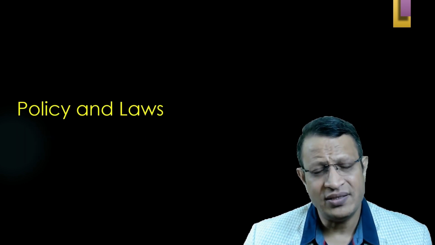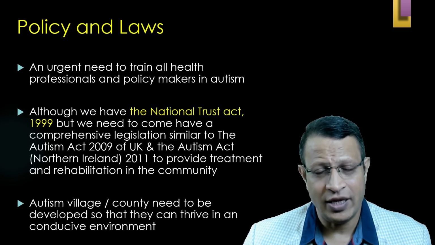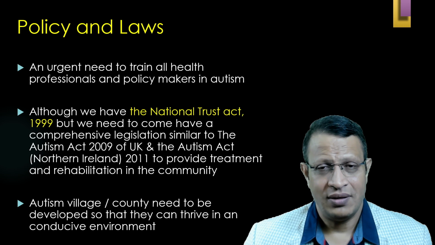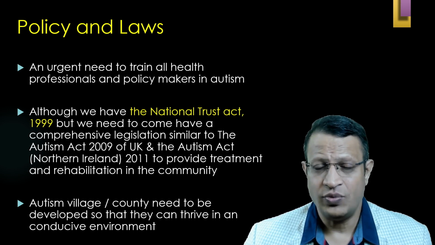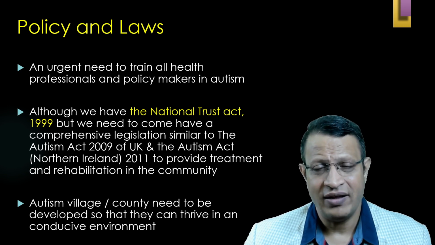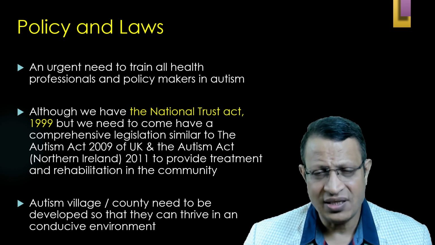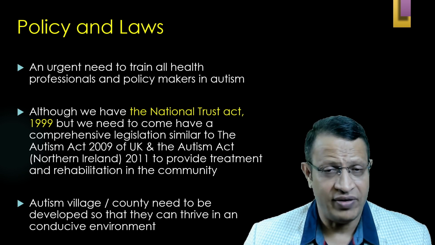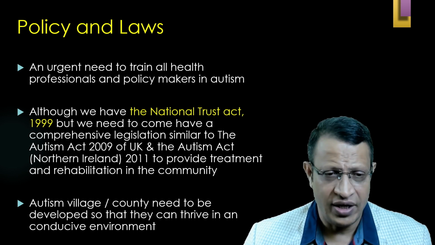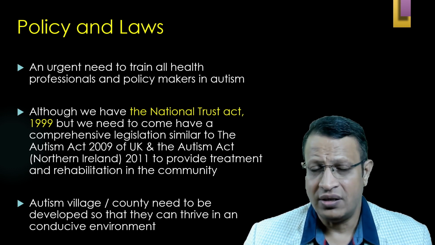Now let's understand the policies and laws with regard to autism. Here, there is an urgent need to train all healthcare professionals, policymakers, politicians with regard to autism, because if 1% of the population has autism, that means we are at epidemic proportion. Although we have the National Trust Act of 1999 for autism for providing guardianship, although this is a very old legislation, it is doing some bit. However, we need to have a comprehensive legislation for autism to provide services in the community, similar to the Autism Act of UK or the Autism Act of Northern Ireland.